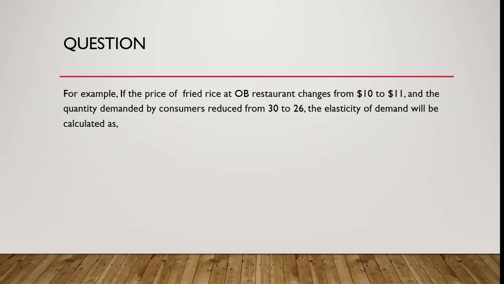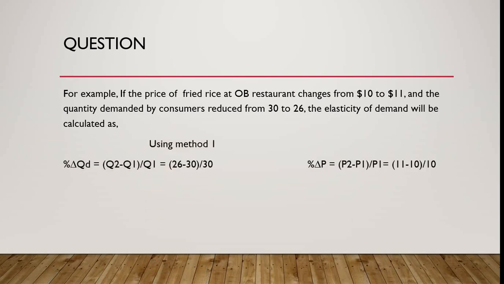So to calculate elasticity, you usually use the first method, where we find the ratio with respect to the initial quantity and the initial price. So the percentage change in quantity demanded is Q2 minus Q1, the change in quantity, divided by the initial quantity. So Q2 is 26 minus Q1, which is 30, divided by 30, the initial quantity. Then the same applies to price: 11 minus 10 divided by the initial price, 10.